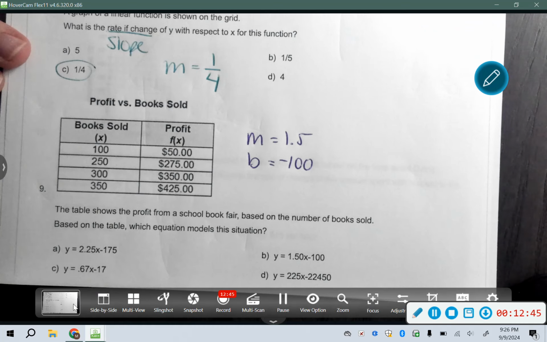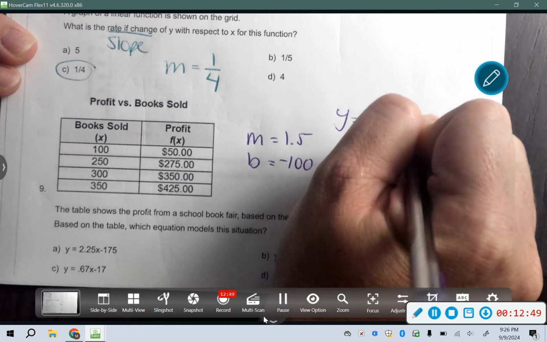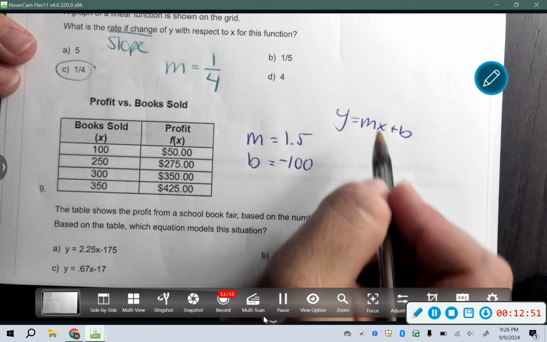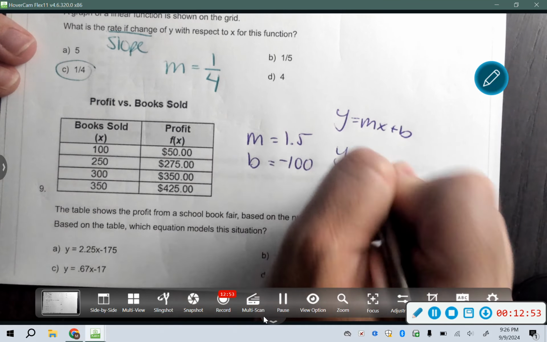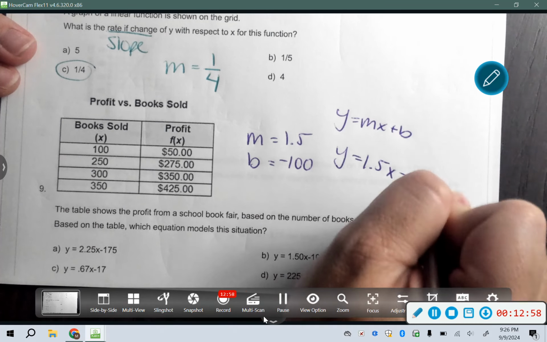So we're going to put that into an equation. Well, I know I just typed y equals mx plus b. I typed a y1 squiggle, but close enough. So I know my equation is going to be y equals 1.5x minus 100.